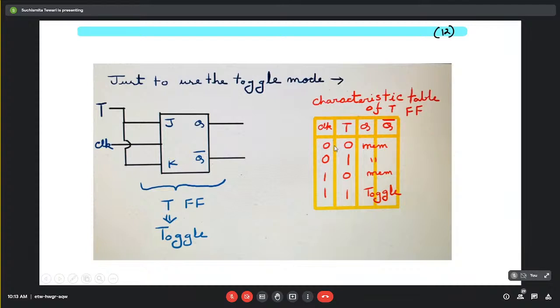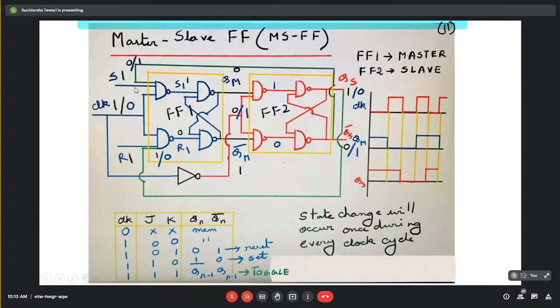So this is the characteristic table of this T flip-flop. Here T stands for toggle. It is a modified JK flip-flop, where we can easily convert the JK flip-flop into a T flip-flop if we simply short these two inputs and the clock is given outside. So inside this block, this entire circuitry is there, the master slave flip-flop scheme and everything.